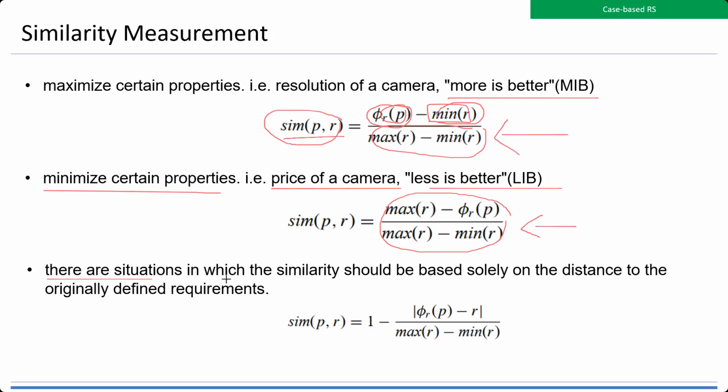There are situations in which the similarity should be based solely on the distance to the originally defined requirement. In this case, we have the similarity: it is 1 minus the absolute value of the product minus the requirement, divided by the maximum and the minimum of the requirement.